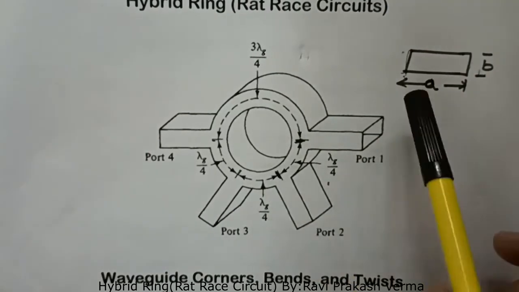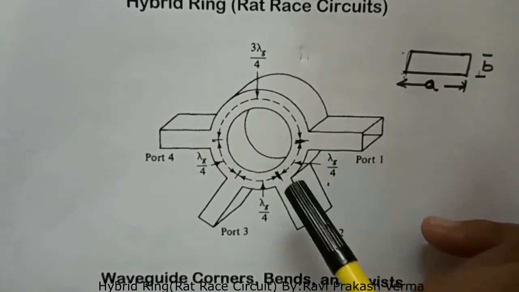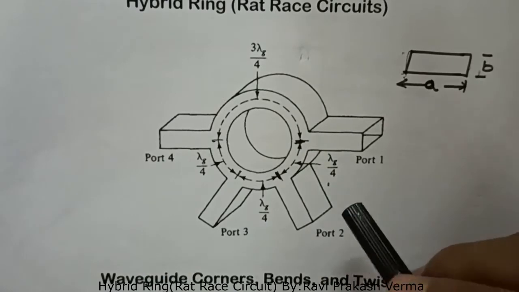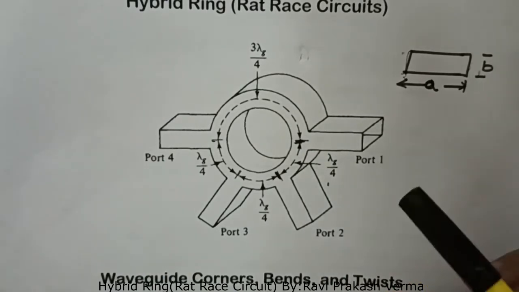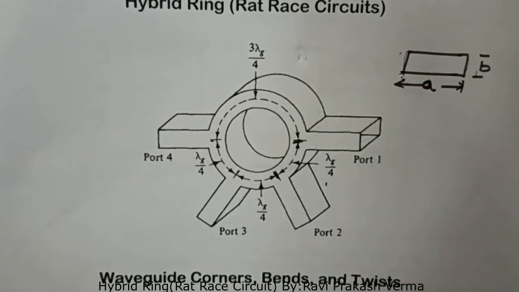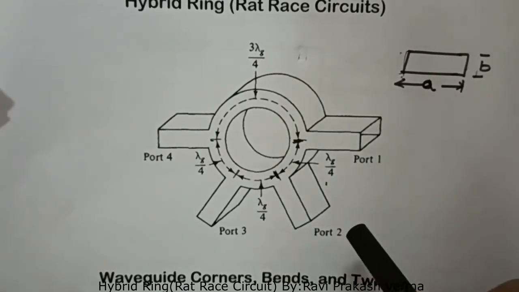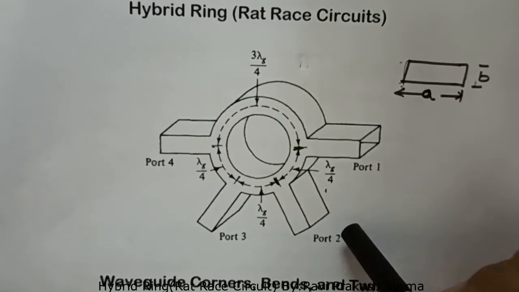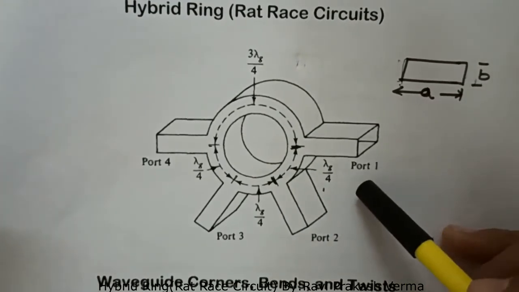This rat race coupler can be realized in planar technologies such as microstrip or stripline. These microwave devices are used when there is a need to combine two signals with no phase difference and to avoid signals with path difference.